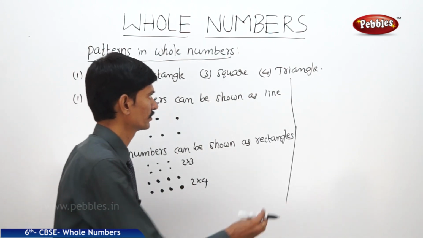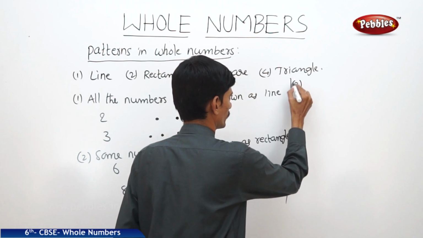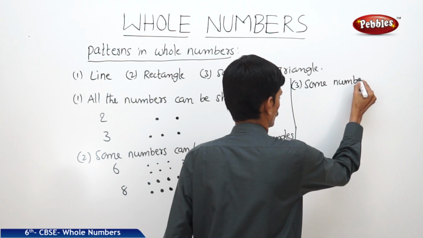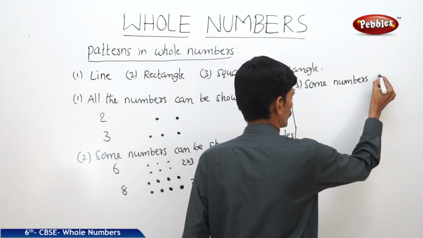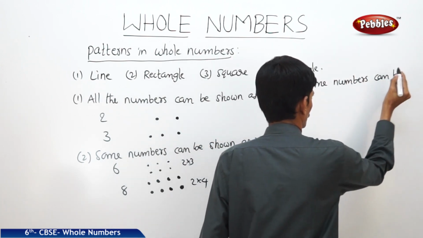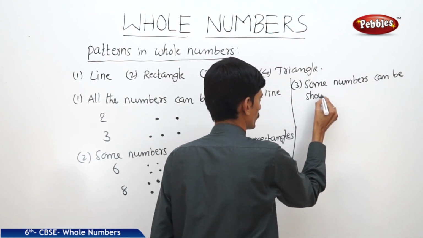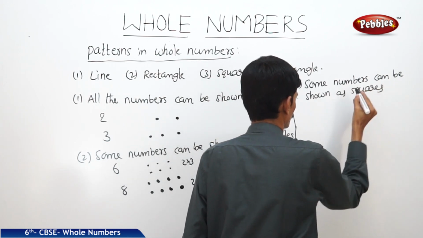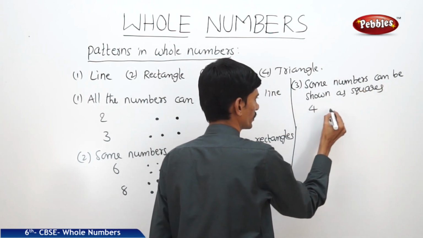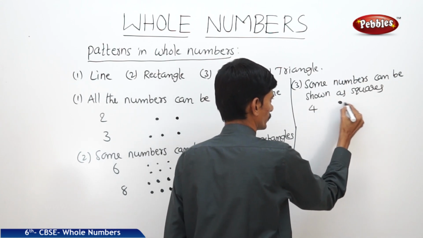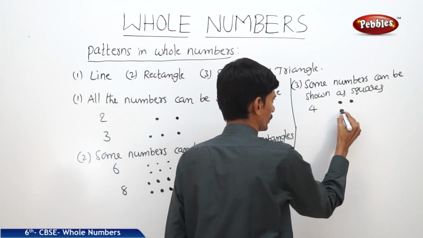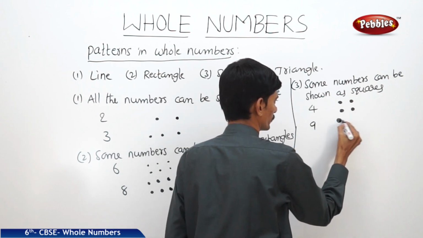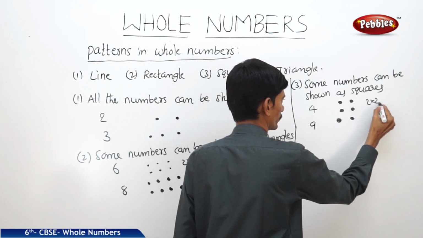Now the next case, some numbers can be shown as squares. For example, 4 is there, then we can show like this, and 9, so we can show with 3 dots here. 2 twos are 4.